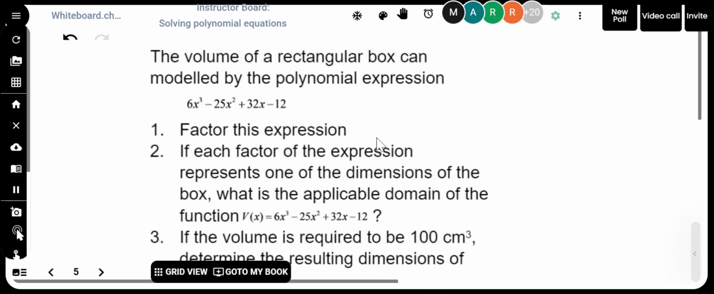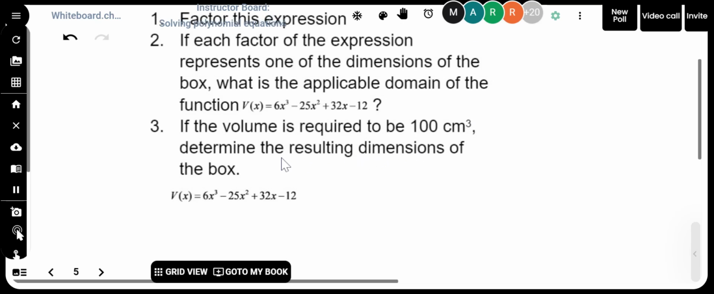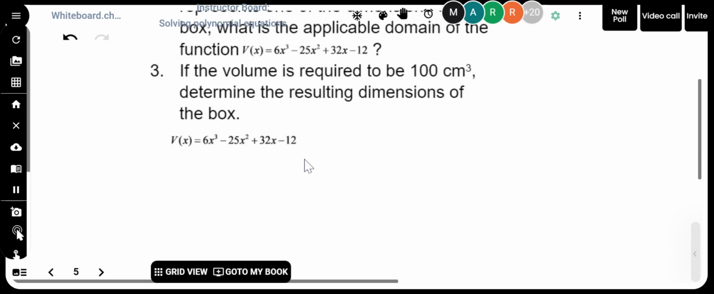Okay, now let's get to a more challenging question. Let's step up our game. We did something similar like this before, but let's tackle this one. The volume of a rectangular box is multiplied by a polynomial expression. So we see what the polynomial expression is: 6x cubed minus 25x squared plus 32x minus 12. And what is the factor of the expression? If each factor of the expression represents one of the dimensions of the box, what's the applicable domain of the function? And I'll explain all of that to you in a minute. Then later they say the volume is required to be 100 centimeters cubed, determine the resulting dimensions of the box.